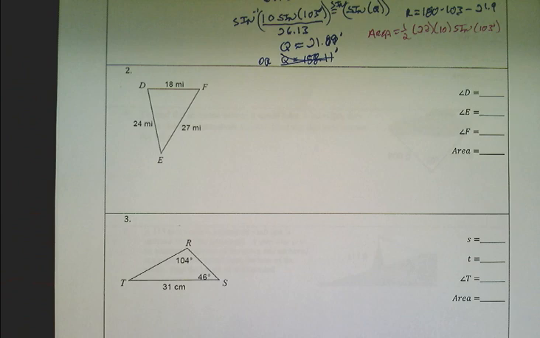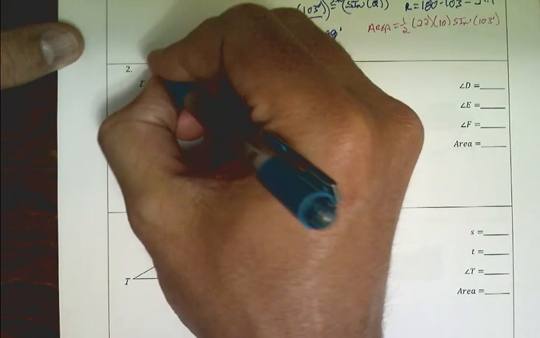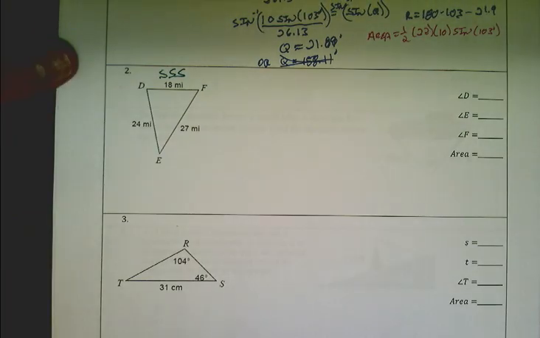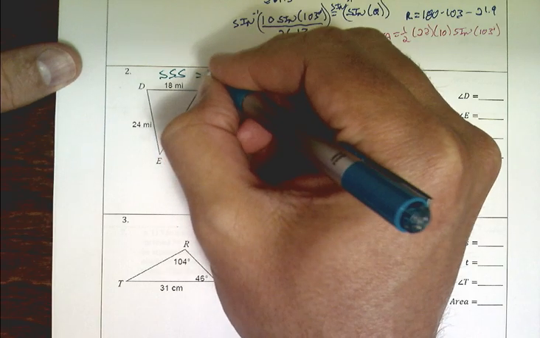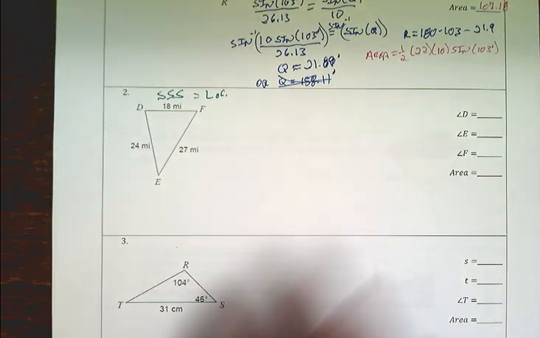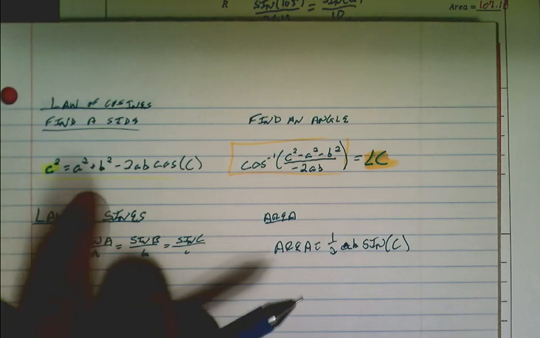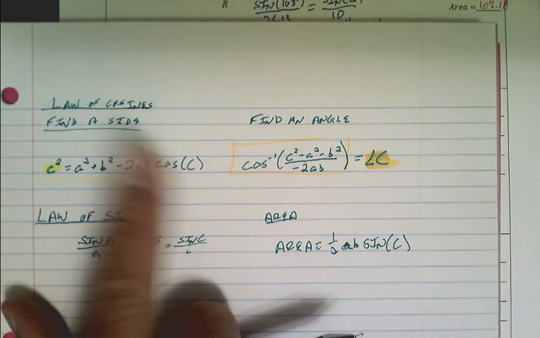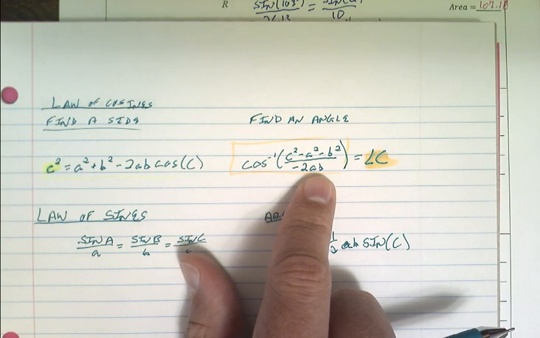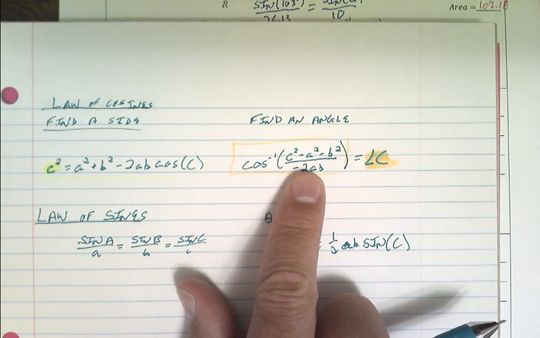Okay, the next triangle. This is side, side, side. For side, side, side, we are going to use law of cosines. And we need to find an angle, so we're going to use our rearranged formula. If you want to use the other one and then get C by itself, that's totally fine. This is one where we got C by itself, so we can just use this version. Also, I'm going to use this version to save room.